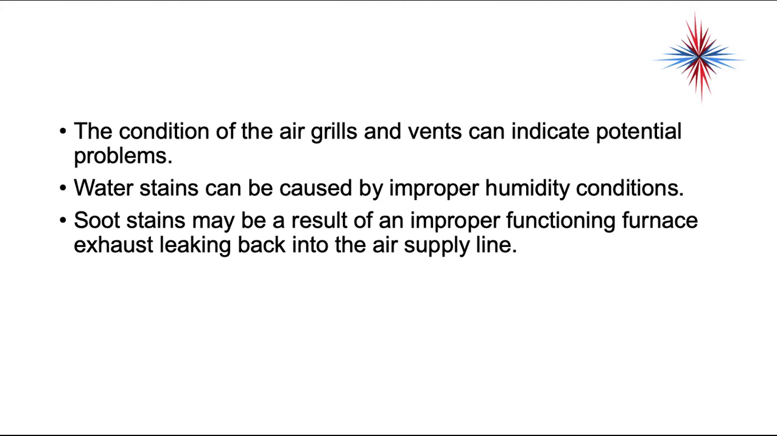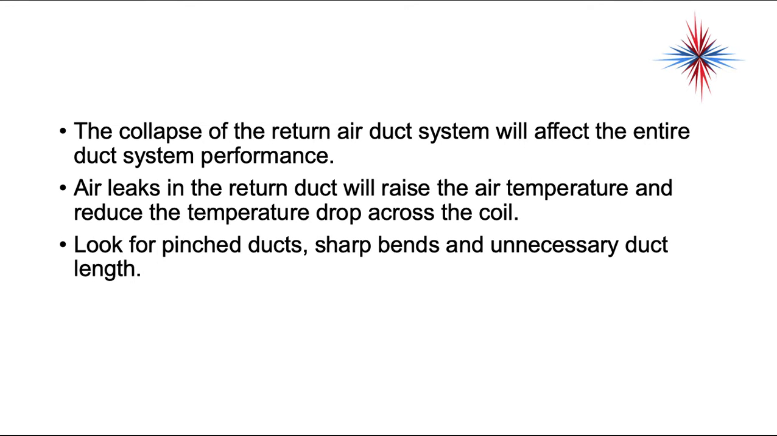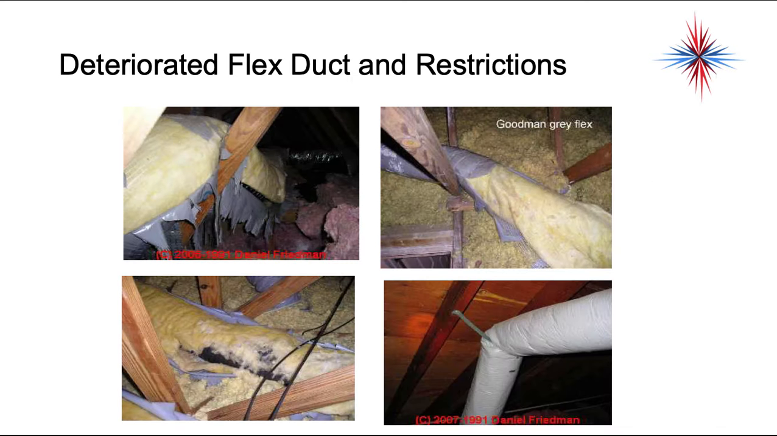The condition of the air grills and vents can indicate potential problems. Water stains can be caused by improper humidity conditions. Soot stains may be the result of improper functioning furnace exhaust leaking back into the air supply line. The collapse of the return air duct system will affect the entire duct system performance. Air leaks in a return duct will raise the air temperature and reduce the temperature drop across the coil. You want to look out for pinched ducts, sharp bends, and unnecessary duct length, especially if you have flex duct.